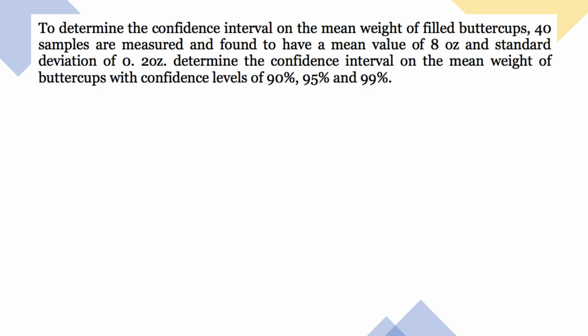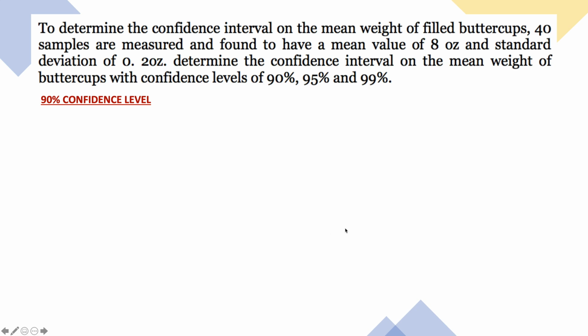So what do we know? We know that the sample size is 40, so n is 40. We know the mean is 8, and the standard deviation is 0.2. Determine the confidence interval on the mean weight of buttercups with confidence levels of 90, 95, and 99%. We're going to do this 3 times in a row, right next to each other, so you can see the process. First, I'm going to do the 90% level, and then you will do the next 2.